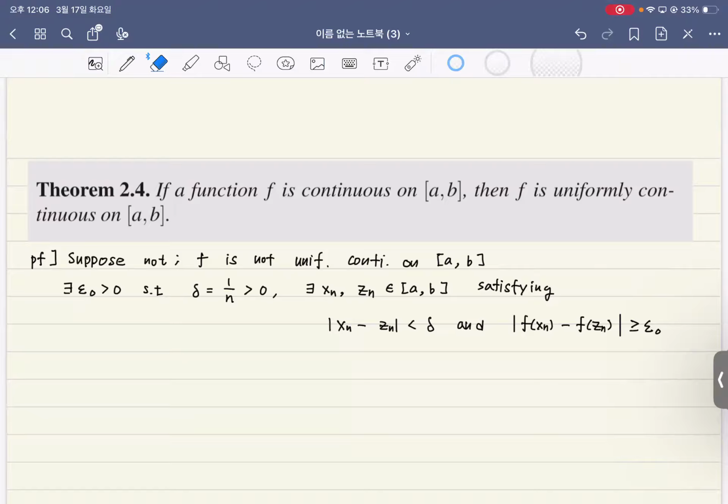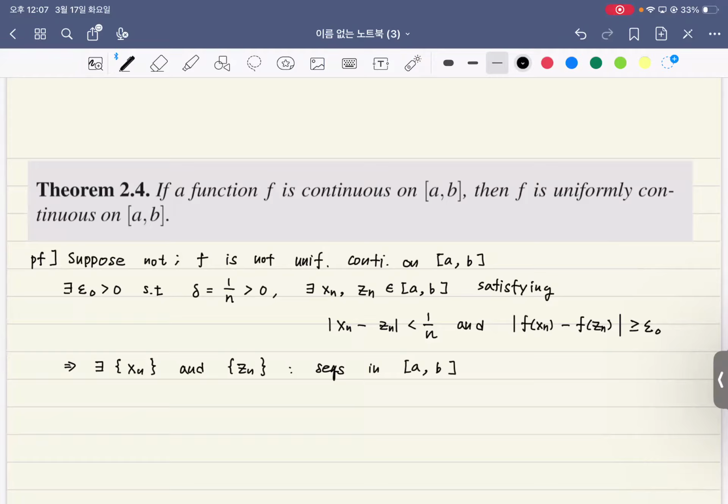And yeah, maybe I'm okay to replace this by just one of them. Okay, so that means we have infinitely many xn's and infinitely many zn's. So we have two sequences, xn and zn. They are sequences in this closed and bounded interval a and b.